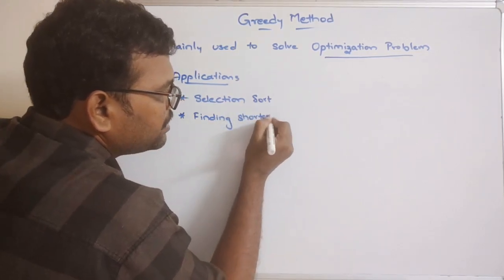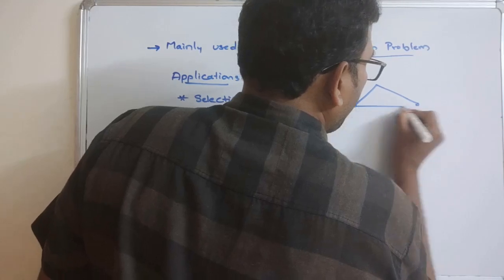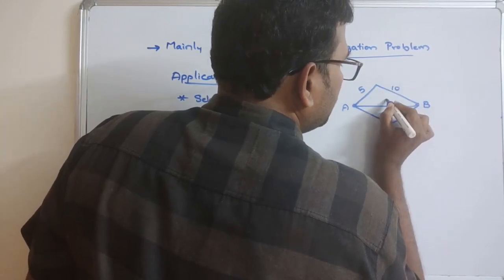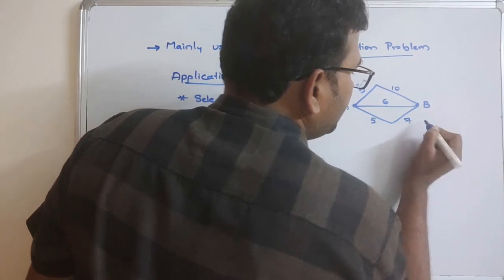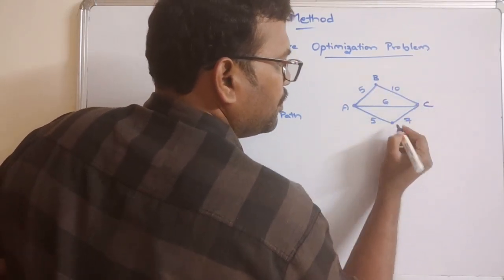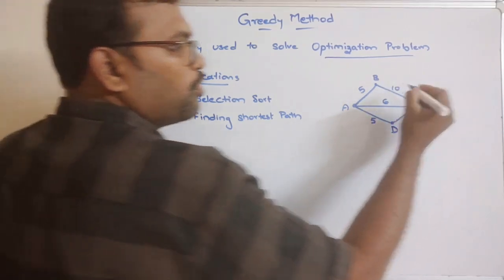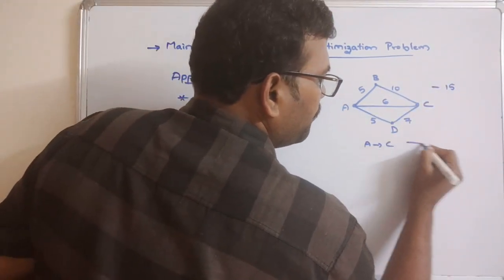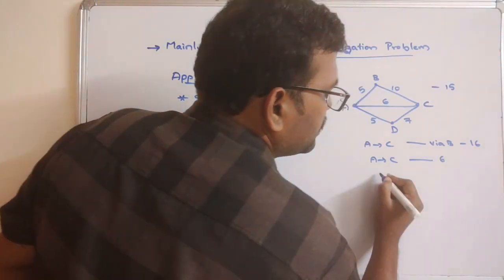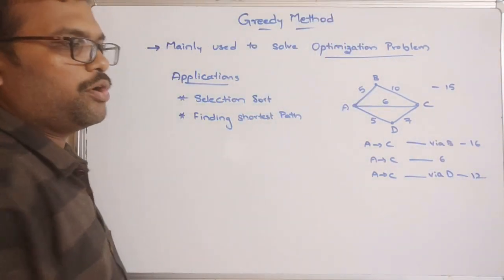Finding the shortest path. For example, consider a graph. We have A and B, with edge costs 5, 10, 6, 5 and 7. If you want to reach from A to C, you can reach C through B, so the total cost will be 15. A to C via B is 16, A to C directly is 6, and A to C via D will be 12. So which one will be the shortest? 6 will be the shortest.